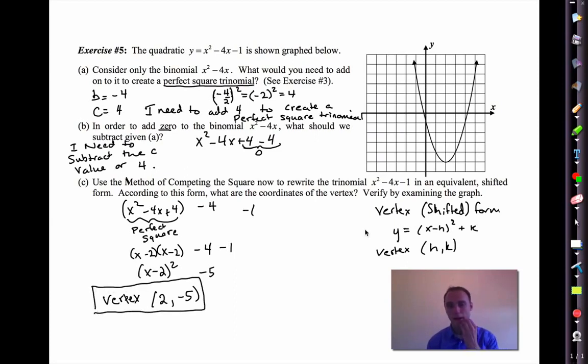All right. So that's the vertex, because that was what the question was asking. But then it says verify it by examining the graph. So let's look at the graph for 2, -5. Well, 2, -5 is this lowest point of my parabola, which is also known as my vertex. So I'm done. I got the right answer.